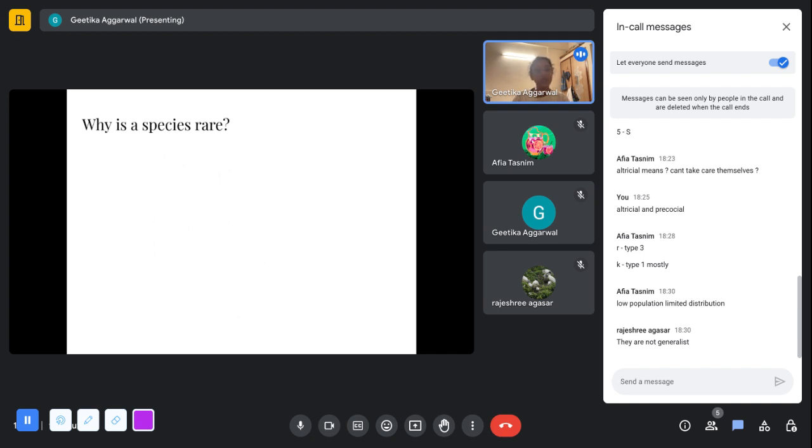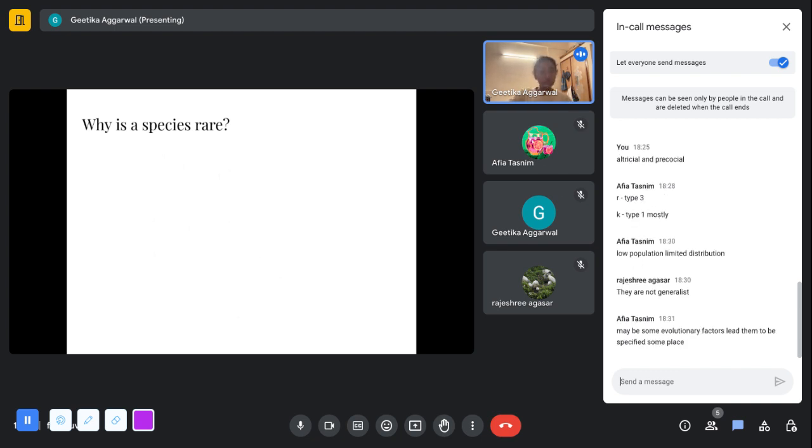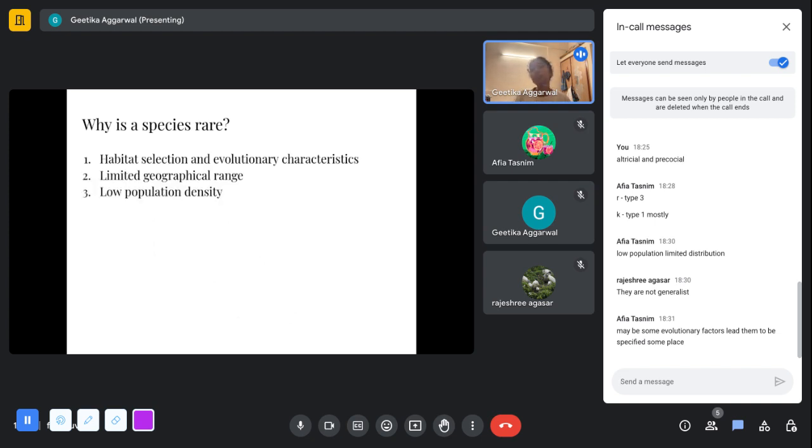Yes, they are not generalist species, that is correct. They would fall under the category of a specialist species because they have some specific requirements. Maybe some evolutionary factors lead them to be specialized in some space. So you both are correct. Basically a species will be rare if it is a specialist of some sort, and it is going to select its habitats, and there are certain specific evolutionary characteristics that limit it to stay in a certain area.